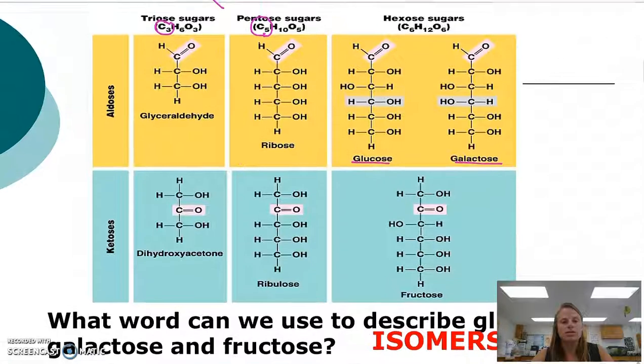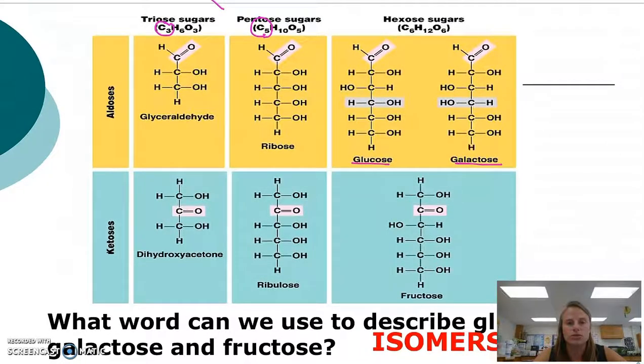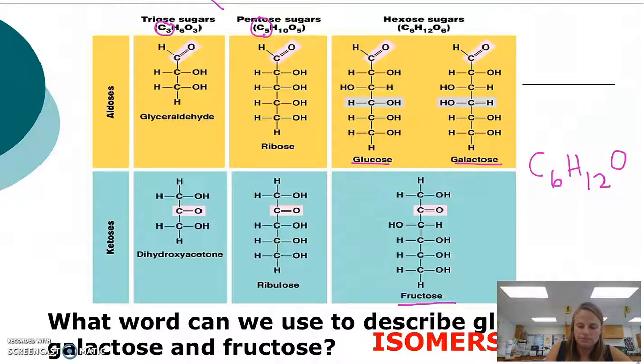Glucose, galactose, and fructose, if we notice them, they all have the same molecular formula. They all have 6 carbons, 12 hydrogens, and 6 oxygens. Therefore, they are considered isomers. Remember that vocabulary word that we learned yesterday.